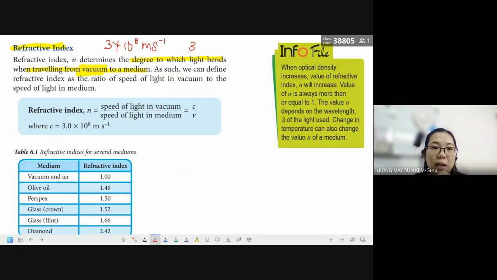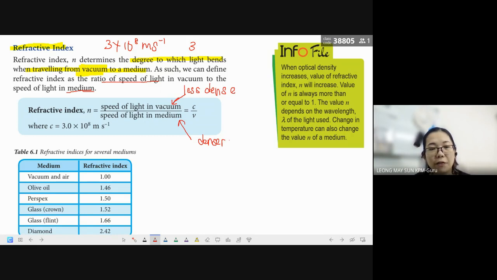So as such, we can define the refractive index as the ratio of the speed of light in vacuum to the speed of light in a medium. So refractive index n equals the speed of light in vacuum over the speed of light in the medium. One key thing I'm telling you right now, please do take note: vacuum is a less dense medium, definitely the least dense optical density medium, and other mediums are considered denser mediums.